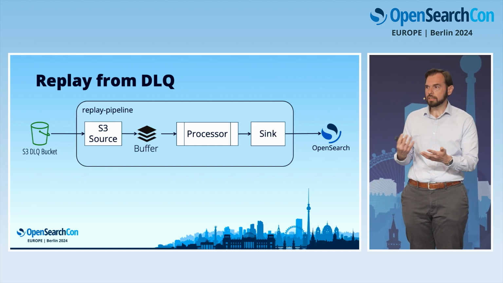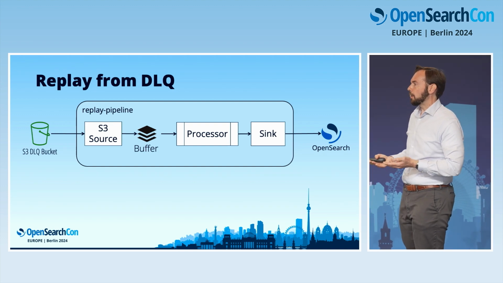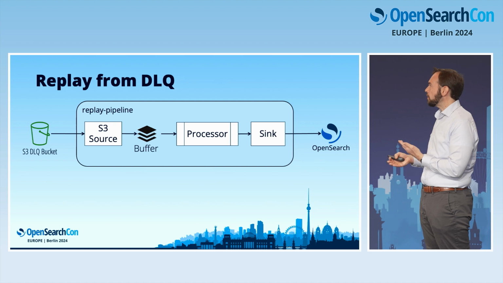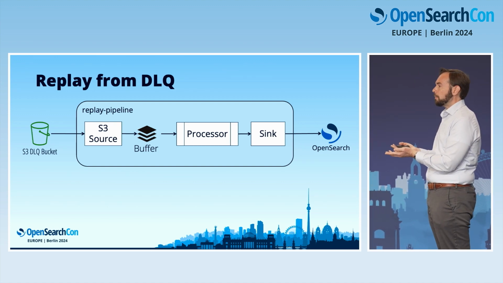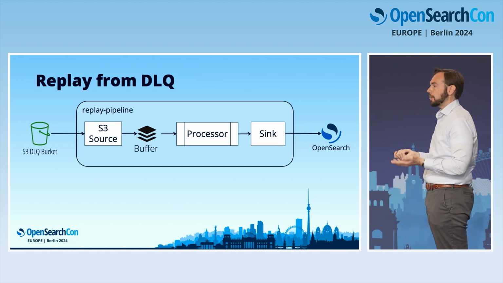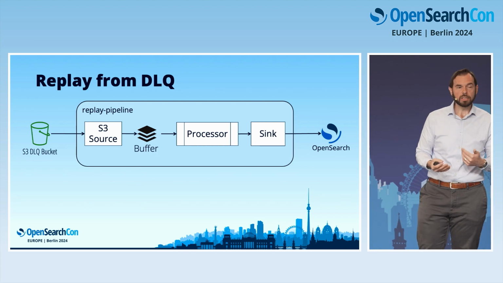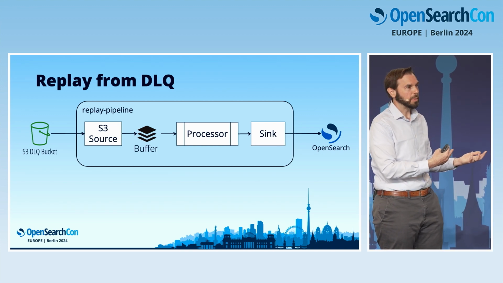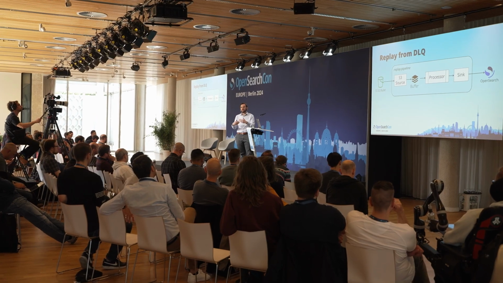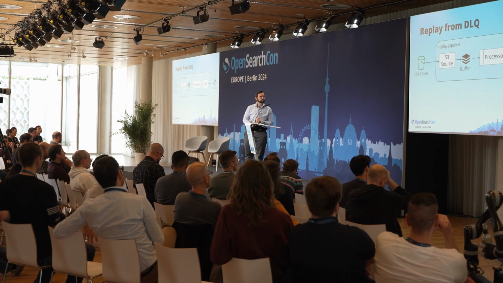Maybe you've got to clear up some space on your cluster. Or again, if you have a mapping error, maybe you can find that there's a new processor you can add. And then now that you've figured out your problem, you can create a pipeline to replay the data from the DLQ. Again, this is just any other pipeline, and so you can add processors. So for example, if you did find a mapping error, you can have a processor that will change the data to what you need before you put it into OpenSearch.